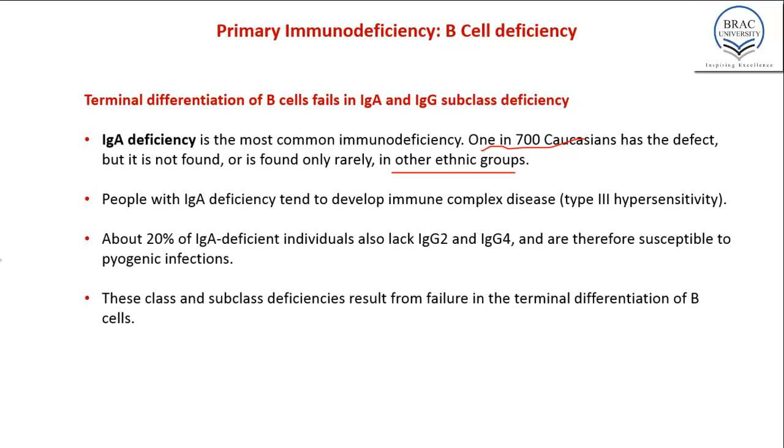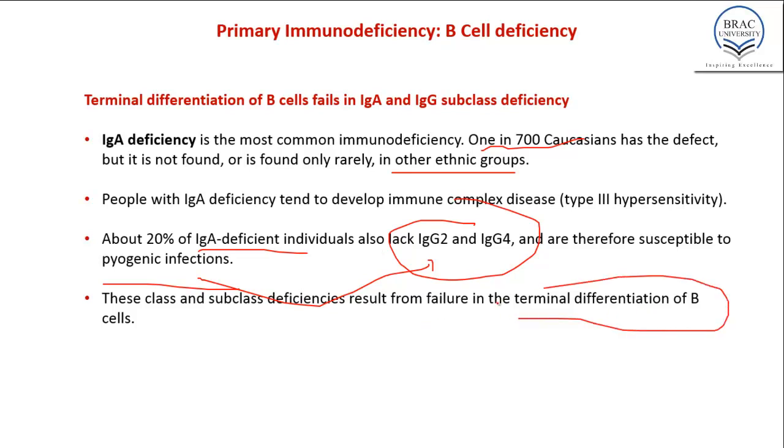About 20% of immunoglobulin A deficient individuals also lack immunoglobulin G2 and immunoglobulin G4 and are therefore susceptible to pyogenic infection. As we already know, immunoglobulin G protects our body from pyogenic infection, and pyogenic infections are the infections that create pus. This class and subclass deficiency results from failure in the terminal differentiation of B cells. Primary immunodeficiencies of B cell.